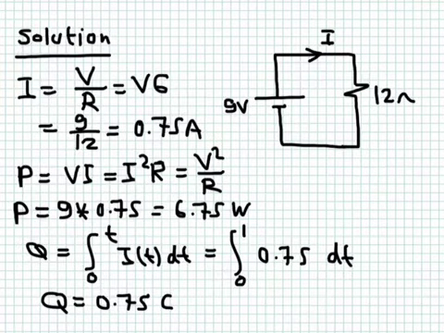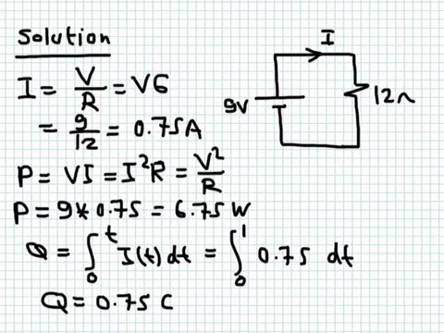Okay, so here we simply summarize what we have done. The current is equal to V over R. 1 over R is G, so the current is equal to GV or VG, doesn't matter. This is 9 volts, this is 12 ohm, so this will give you a current of 0.75 amperes.